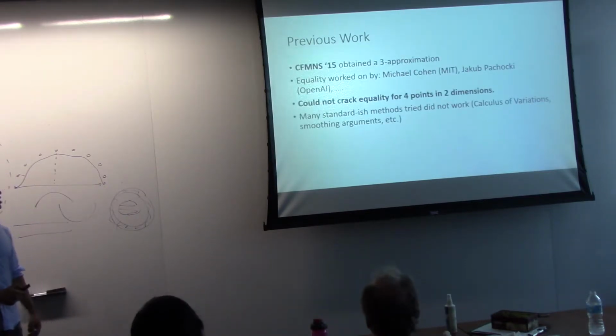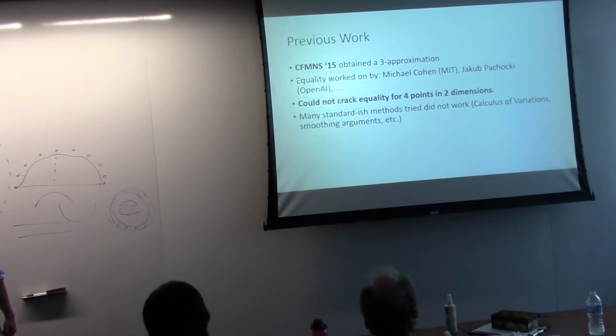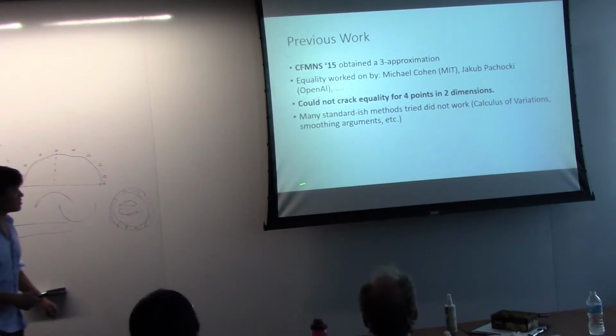So previous work: this is Cohen, the same Cohen who was mentioned at the beginning of this talk, Fasy, Miller, Nelson, Sheehy, and I'm missing a guy, Velingker. 2015 obtained a 3 approximation. A bunch of smart people worked on the equality case, but they could not even do it for 4 points in 2 dimensions for quite some time. So in this talk, we actually knock off all dimensions and all numbers of points, which is slightly remarkable.